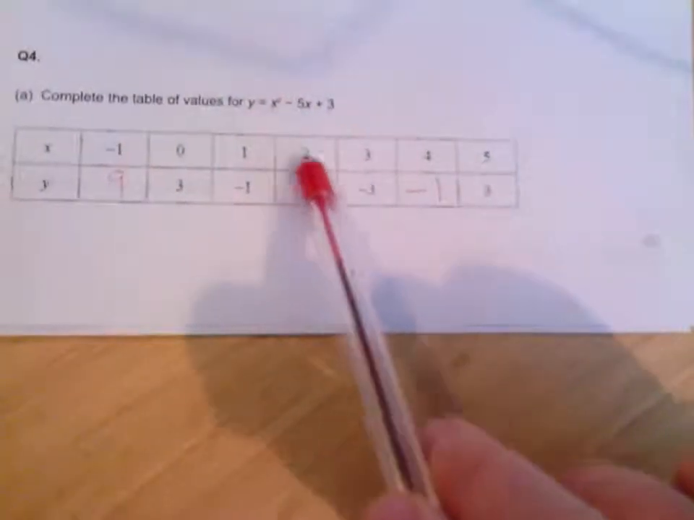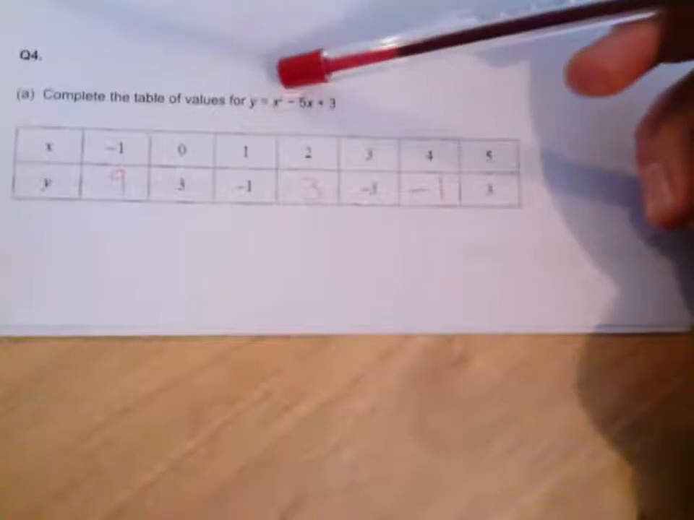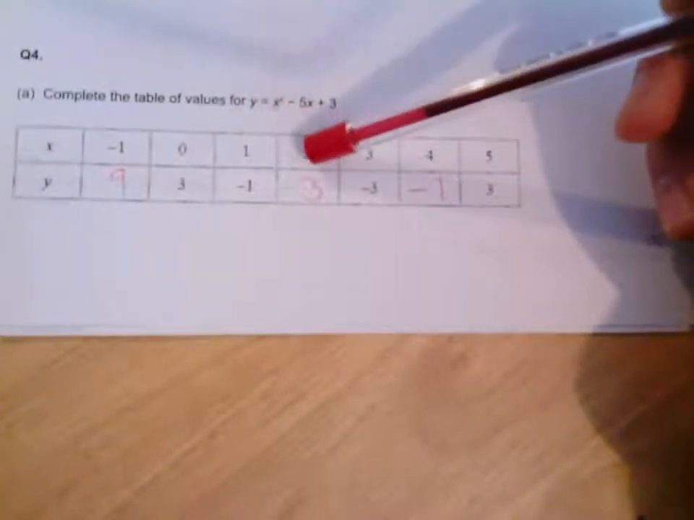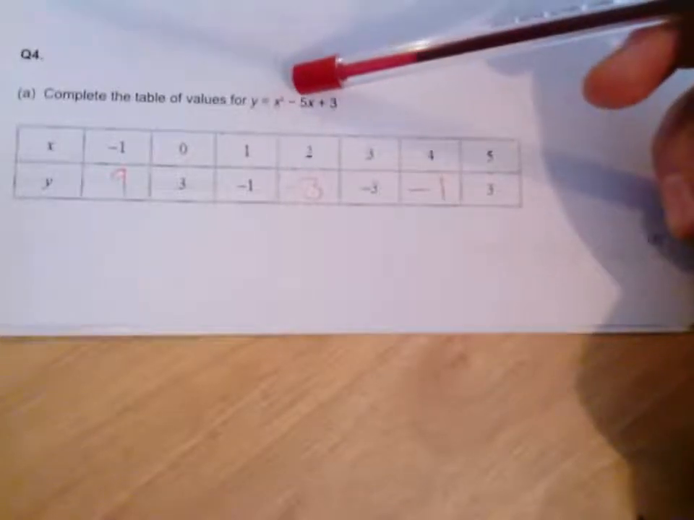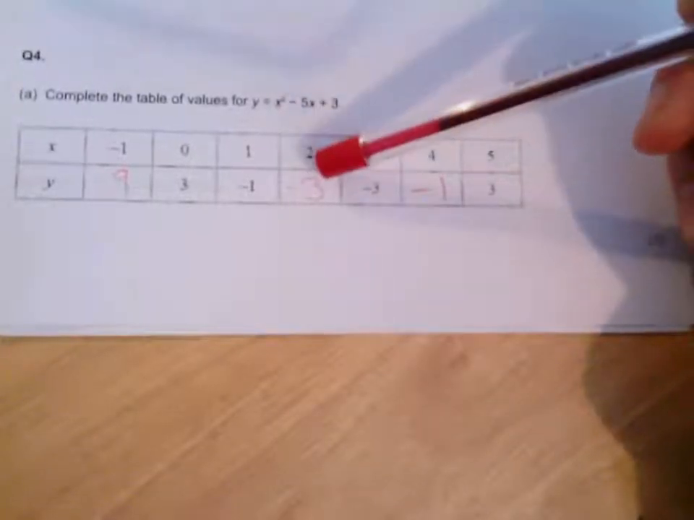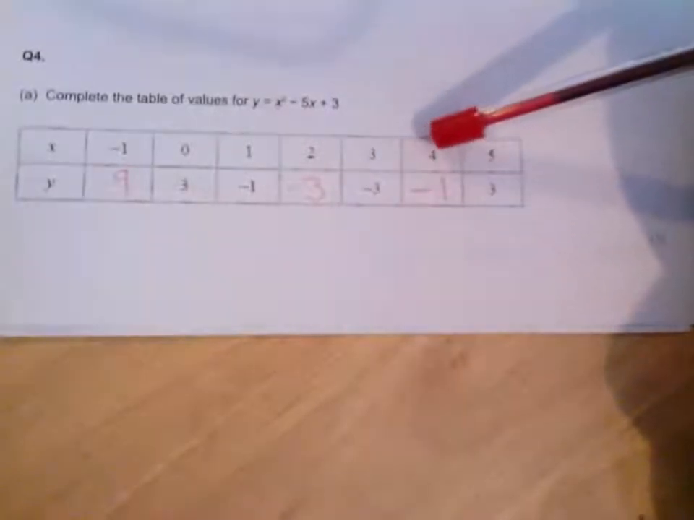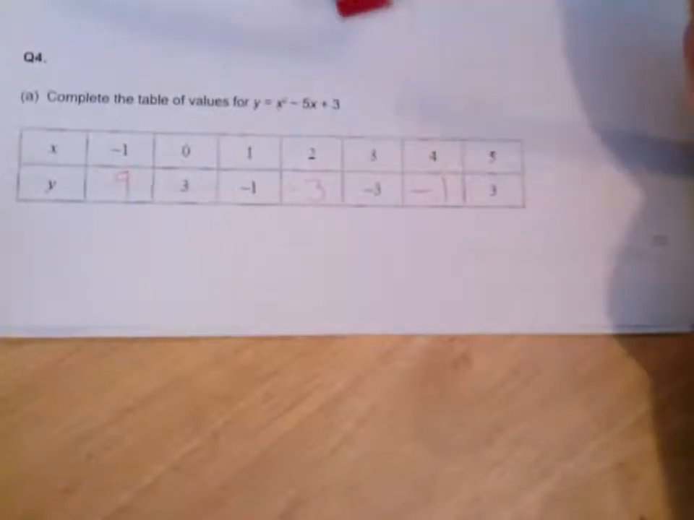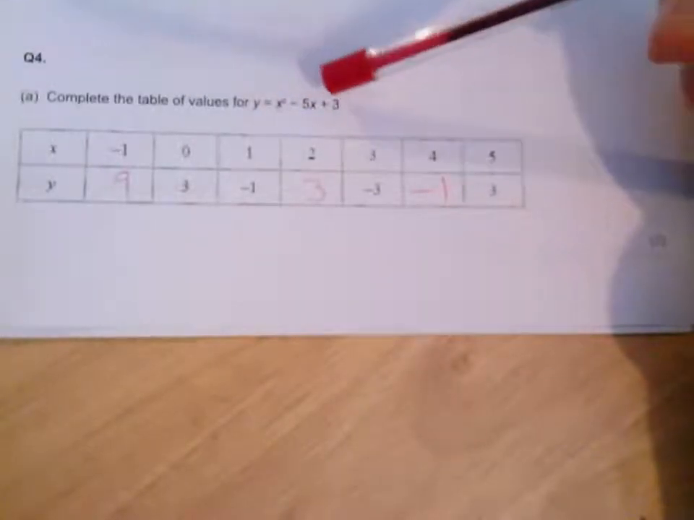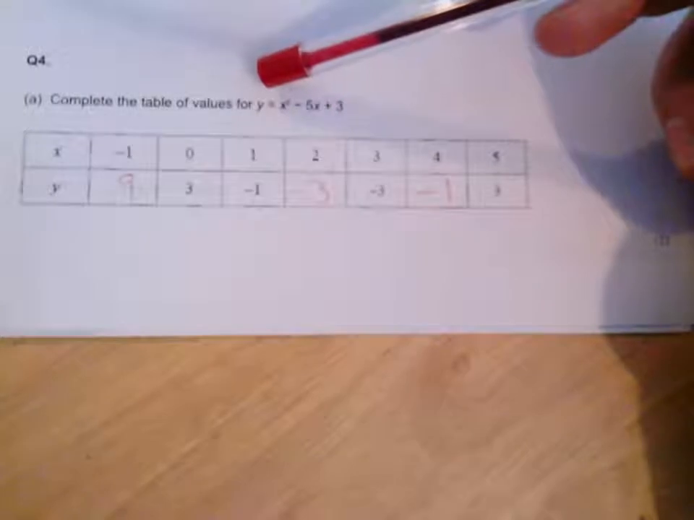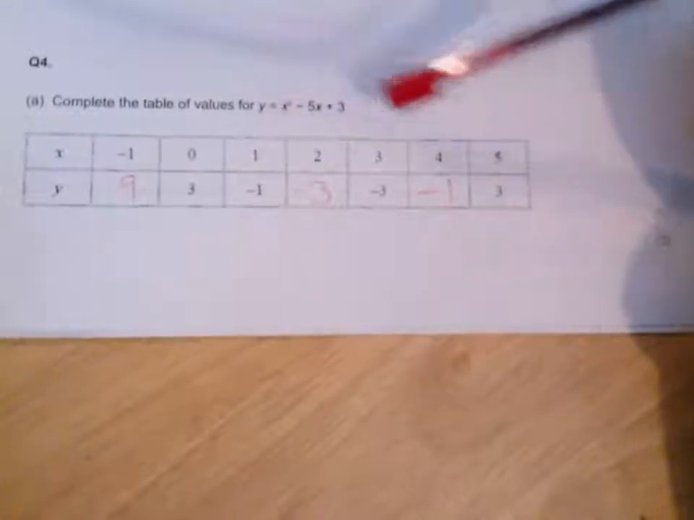When I substitute the value of 2 into the equation, I've got 2 squared giving me 4, and then subtracting 5 lots of 2, which is 10. So I'm at 4 minus 10 plus 3, which leaves me with an answer of minus 3. I'll do it one more time. I need to sub in 4 this time. So 4 squared gets me 16. Minus 5 times 4 gets me minus 20. So it's 16 minus 20 plus 3, which gives me an answer of minus 1.